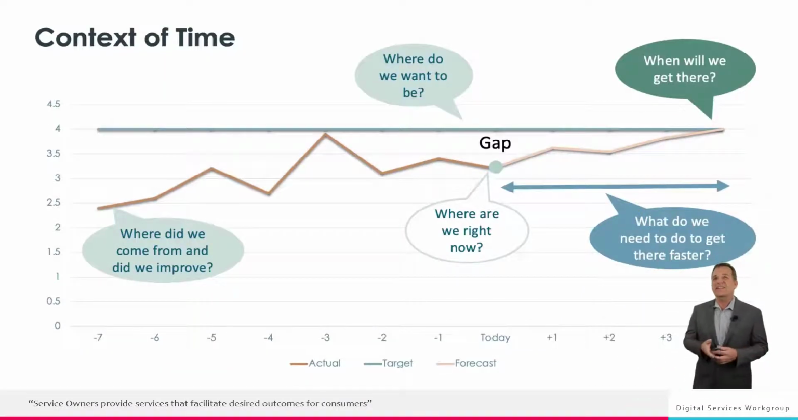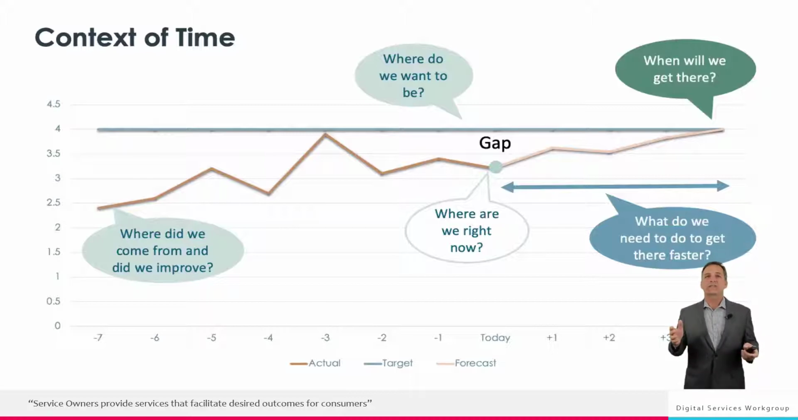To get us started, let's analyze this data on a customer satisfaction score. First, we can see that we have some history. The dark brown line shows that history. Second, we can see that we're not where we want to be. We almost hit it at the -3 day, but not quite. Third, we know where the goal is, to get to a 4 or more continuously.